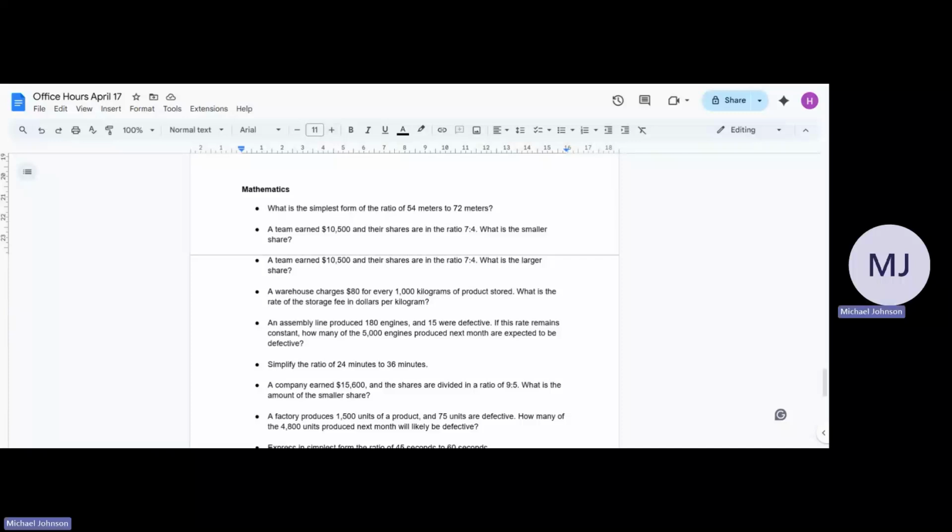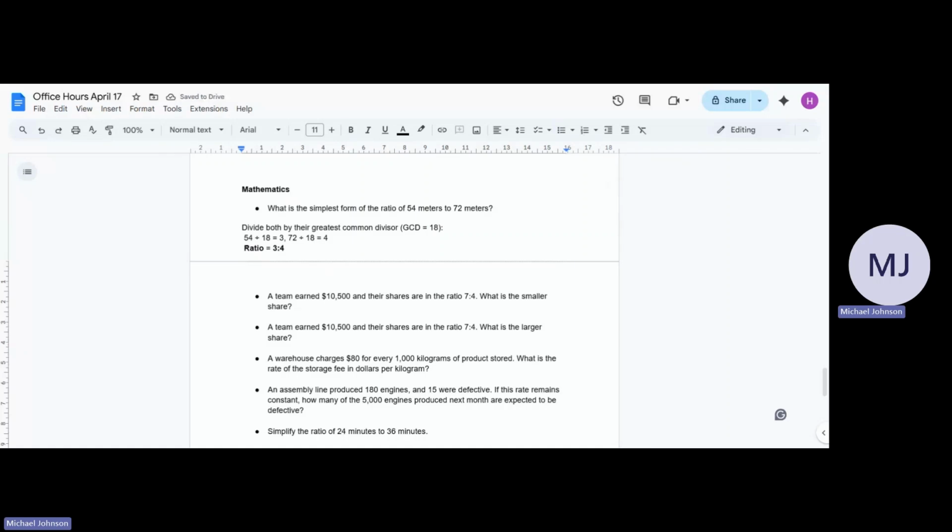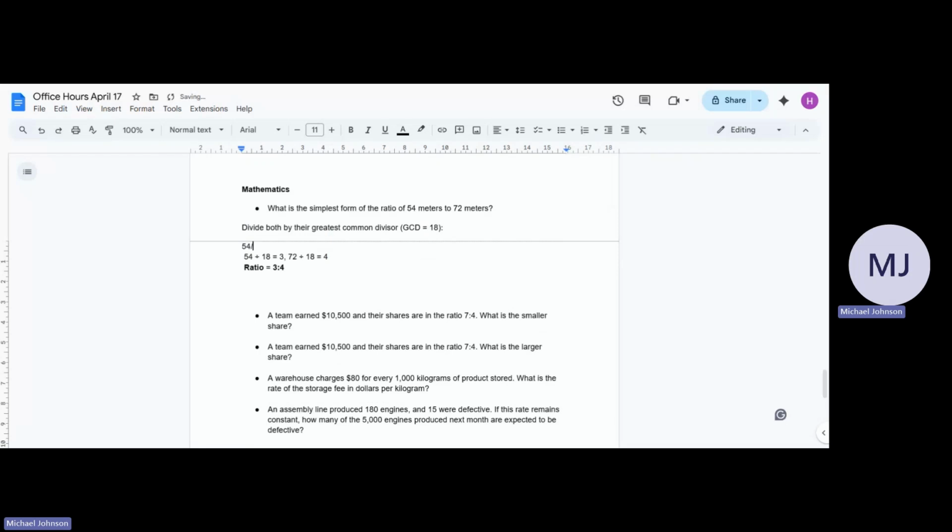The first one: what is the simplest form of the ratio of 54 meters to 72 meters? So how to do this one is you divide both by their greatest common divisor. So GCD equals 18, so that divides evenly. You start with 54 divided by 72, which equals 54 divided by 18, over 72 divided by 18. And that divides evenly, so it's 3 over 4. So that's how you do that there.